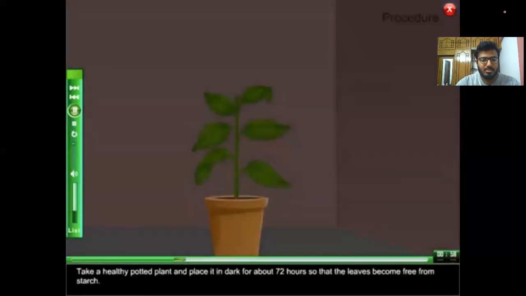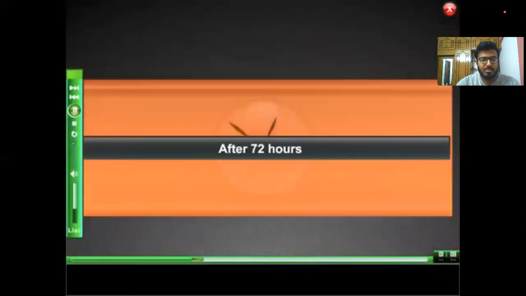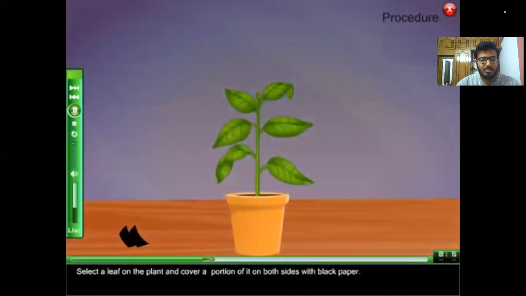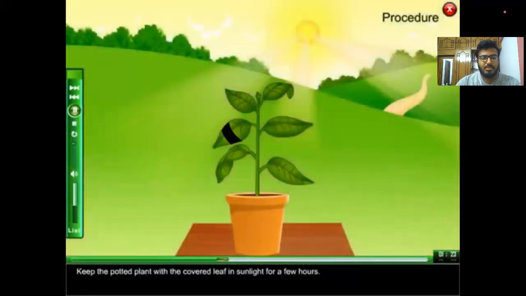Procedure. Take a healthy potted plant and place it in the dark for about 72 hours so that the leaves become free from starch. After 72 hours, select a leaf on the plant and cover a portion of it on both sides with black paper. Keep the potted plant with the covered leaf in sunlight for a few hours.